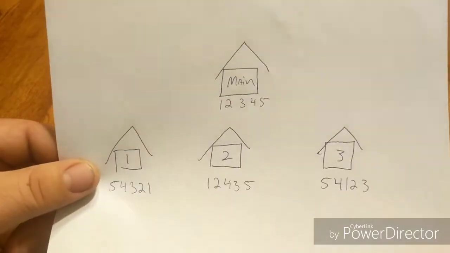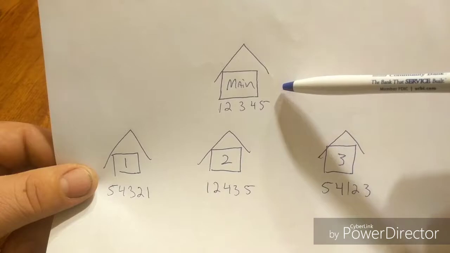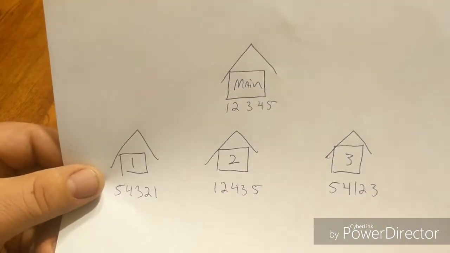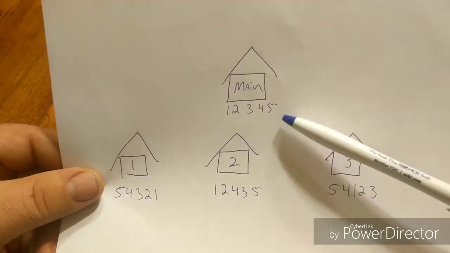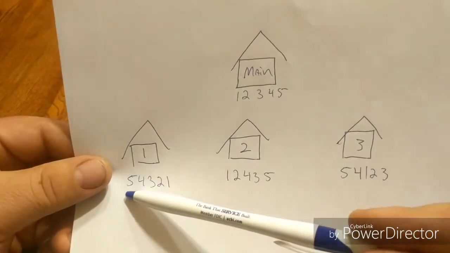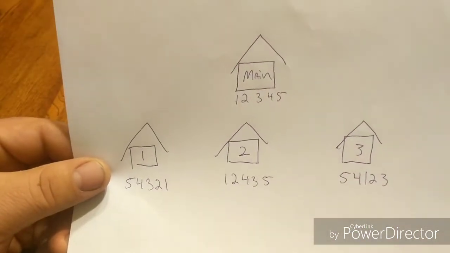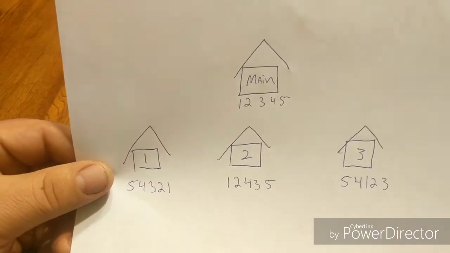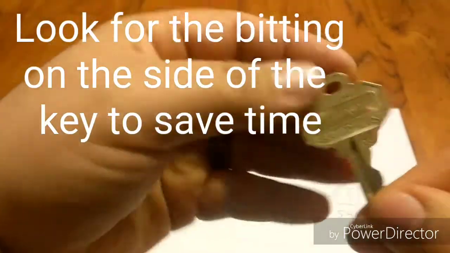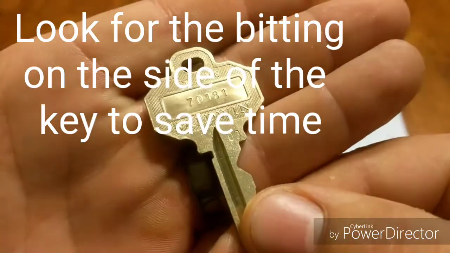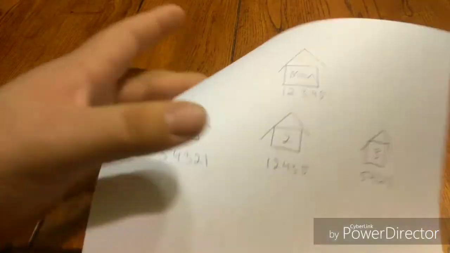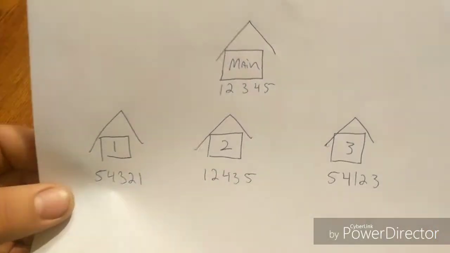Right here you have the main house and 3 other houses. Say they're all on the same property. Right here I have the bidding, just 1, 2, 3, 4, 5, and these are all just variances of that same number as you would find on any key. Some keys, like these right here, tell you the bidding, so you don't have to decode them.